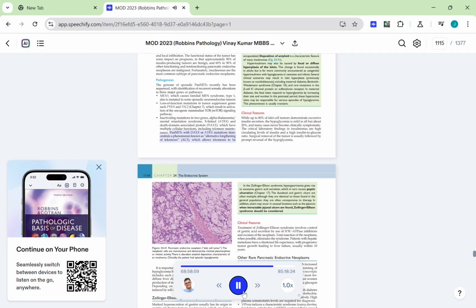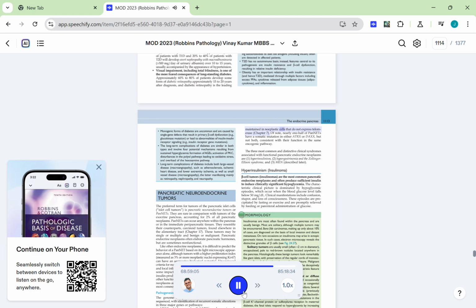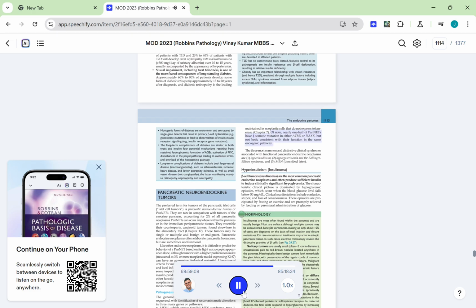PanNETs with DAXX or ATRX mutations demonstrate a phenomenon known as alternative lengthening of telomeres, which allows telomeres to be maintained in neoplastic cells that do not express telomerase. Of note, nearly 1/2 of PanNETs have a somatic mutation in either ATRX or DAXX, but not both, consistent with their function in the same oncogenic pathway.